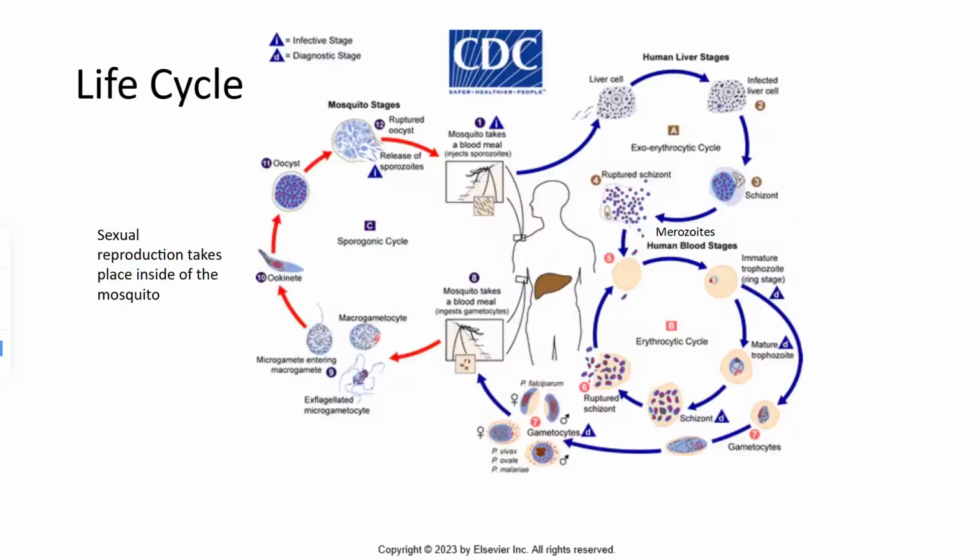You're going to have that synchronous rupturing from your red blood cells. It's going to cause the massive spike in convulsions and shaking and high fever and high inflammation. And then all of a sudden it's going to calm down and then go in that cycle.